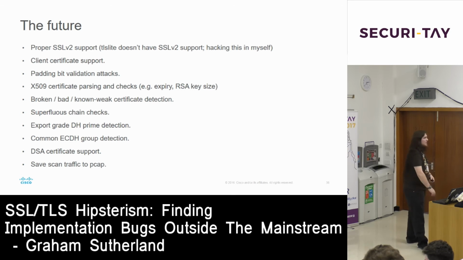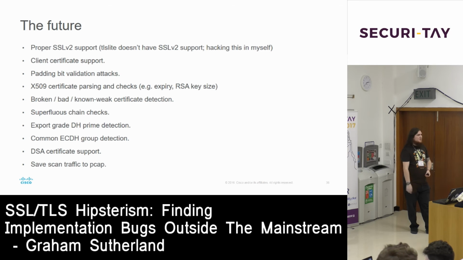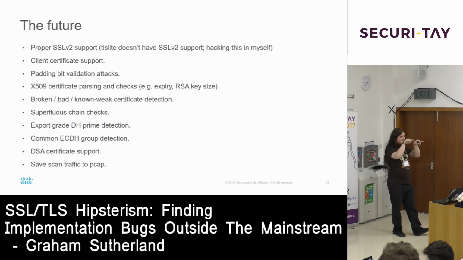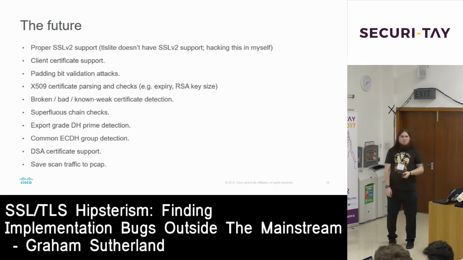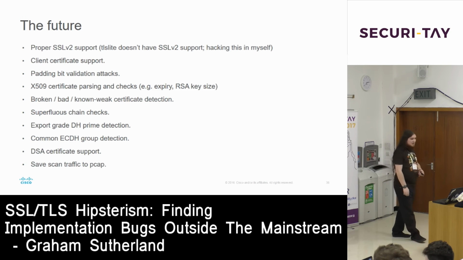Superfluous chain. So when a server responds with an SSL certificate, it can actually respond with two separate validation chains. Some of them can include old, outdated certs and stuff. It's just not a good idea. And of course, then you've got the problem that if you pop either of those CAs, you can now cross-issue, even if you're doing pinning. Export grade DH, like Logjam. Same for common ECDH group detection as well. Support for DSA certificates for the like 6 people who use those.